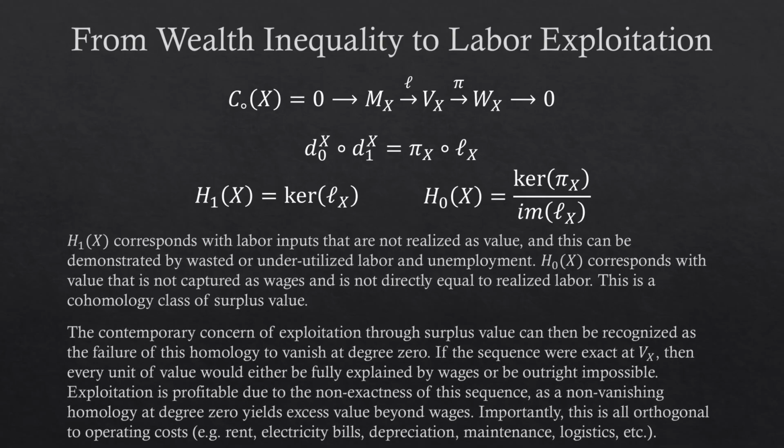So the contemporary concern of exploitation through surplus value can then be recognized as the failure of this homology to vanish at degree 0. If the sequence were exact at V sub X, then every unit of value would either be fully explained by wages or be outright impossible. Exploitation is profitable due to the non-exactness of this sequence, as a non-vanishing homology at degree 0 yields excess value beyond wages. Importantly, this is all orthogonal to operating costs such as rent, electricity bills, depreciation, maintenance, logistics, etc. So that has nothing to do with the exploitation here.